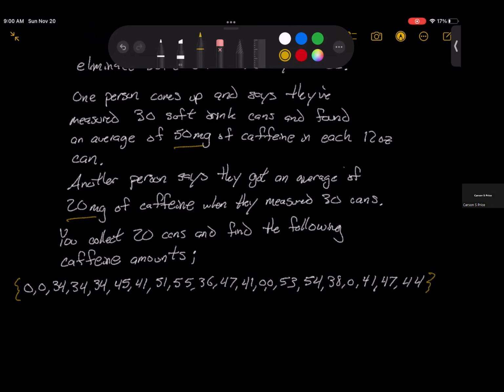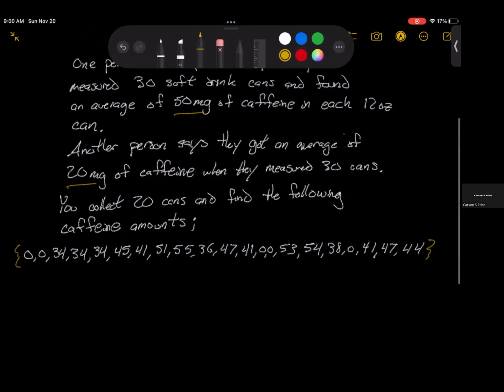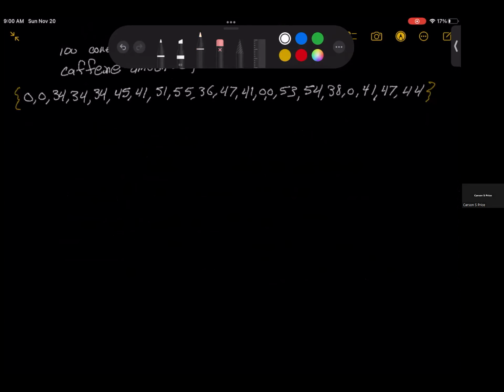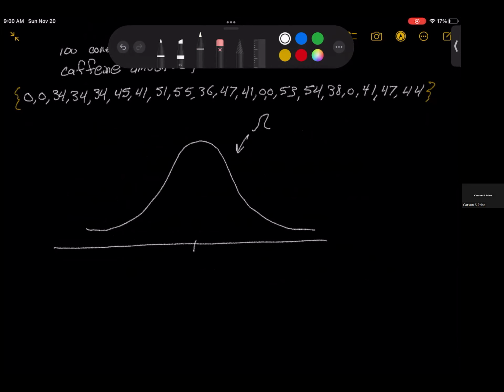All right, so first, let's estimate the true average of caffeine in these 12-ounce soft drink cans. In order to do that, we need to build a normal distribution centered at our sample's average, and the distribution is going to be thin or long and spread out according to our standard deviation. So these are two things that we need. I need to figure out my standard deviation and my average from my sample, but good news, I have all that data right here.